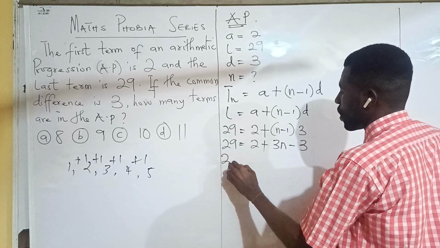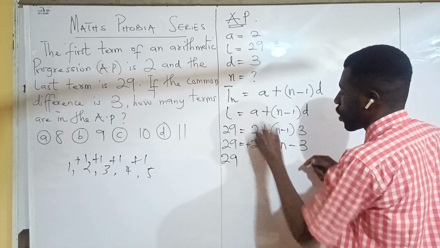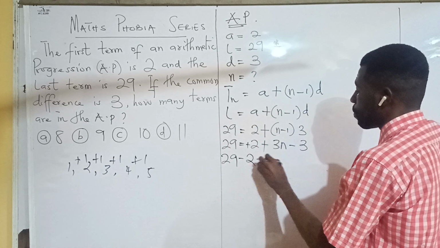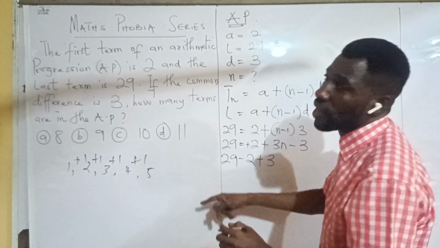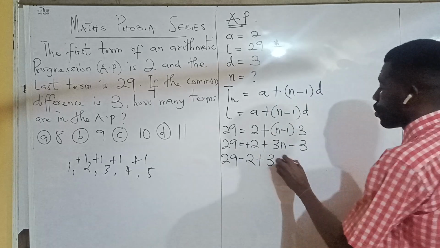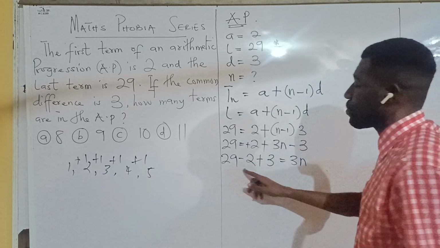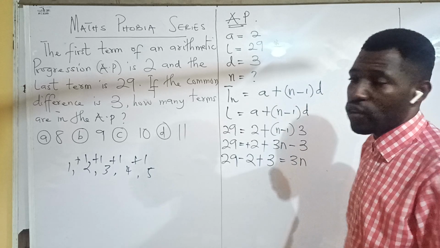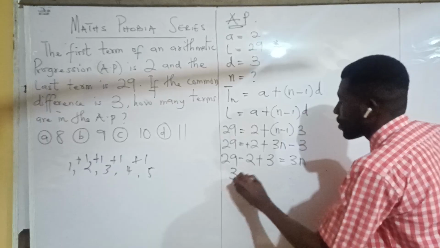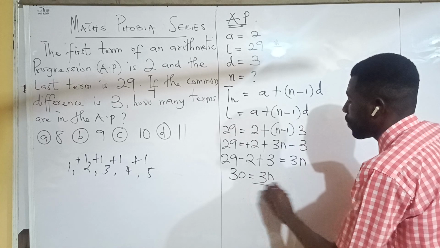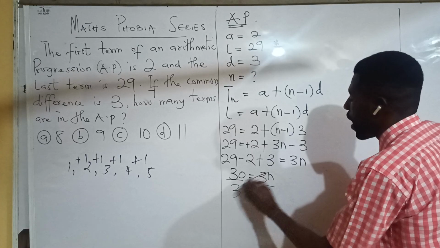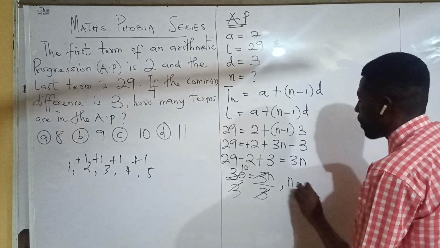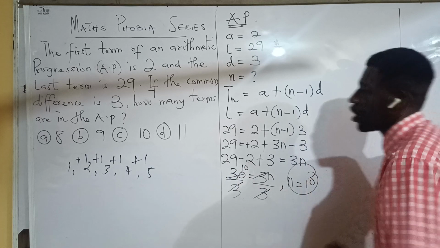So we collect like terms. We have 29. This is plus 2; when it comes here, it becomes minus 2. This is minus 3; when it crosses over the equality sign to the other side, it becomes plus 3, equals 3n. So 29 minus 2 is 27. 27 plus 3 gives us 30. So we have 30 equals 3n. We divide both sides by 3, and 3 into 30 is 10. So our number of terms in the AP is what?